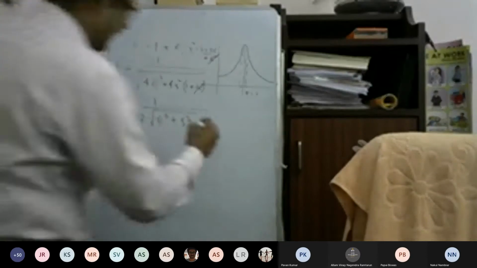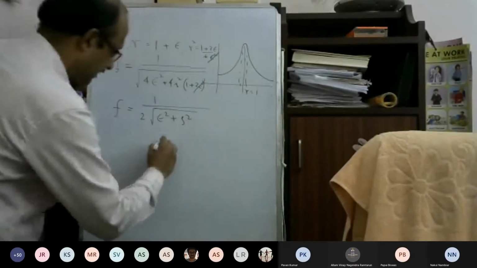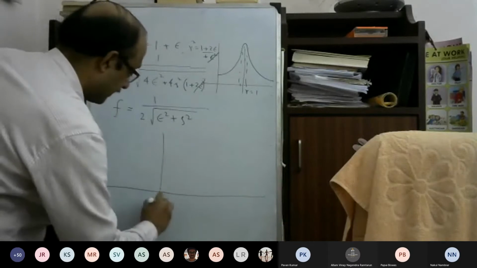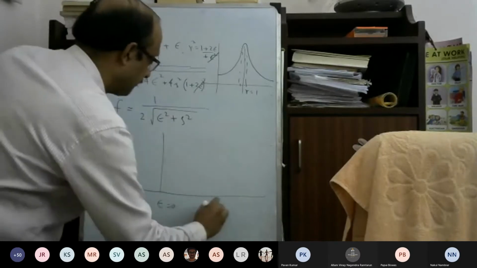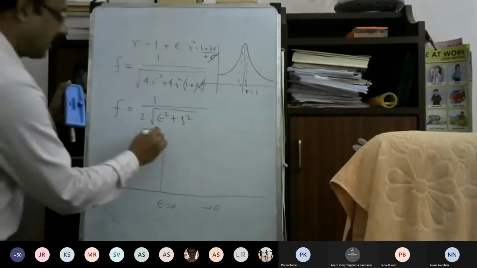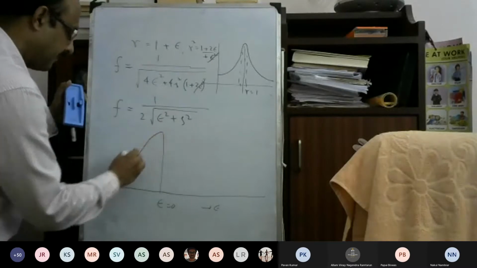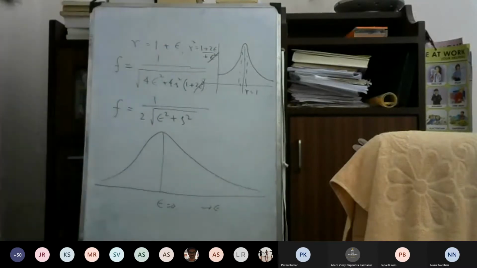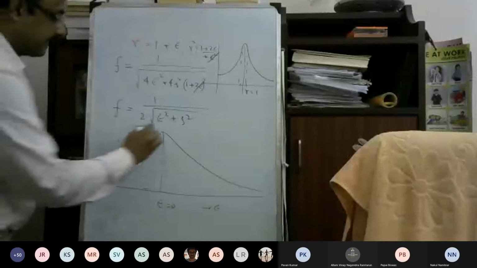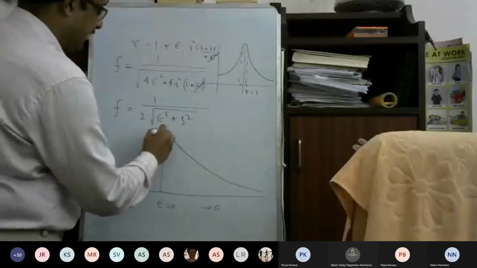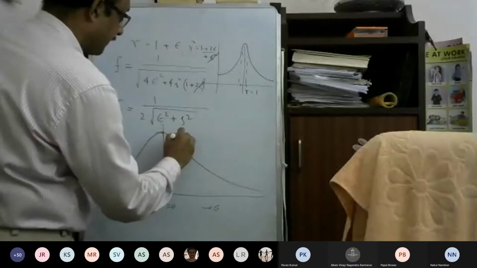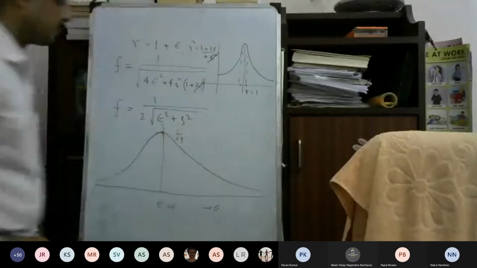So if you scale it, what it is showing is that if you take epsilon equal to 0 and plot this, the curve will be a very smooth curve. And in this case, when epsilon equal to 0, this becomes equal to 1 by 2 zeta.